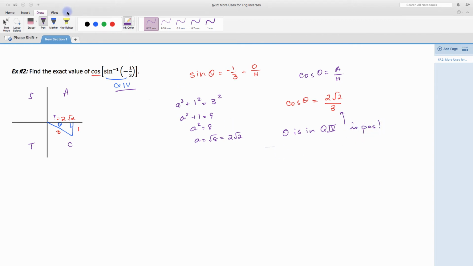That's positive because we're in quadrant 4 and that's what the cosine is. So this is our solution.